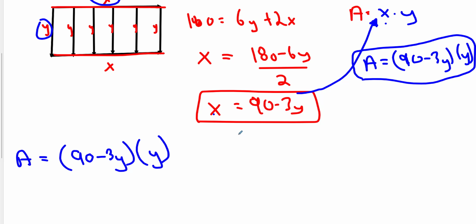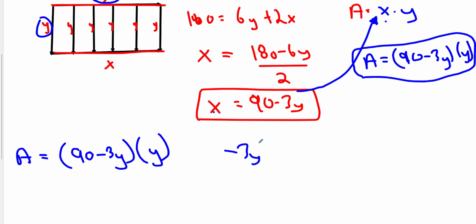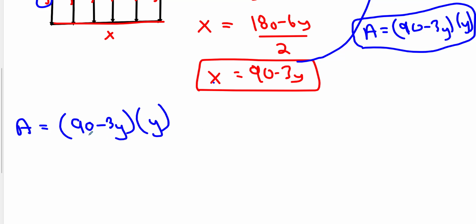Oh, you have negative 3y squared plus 90y. Okay, so in that case, if you did it this way, then you have it written in standard form. That's fine. If you want to write it in factor form, that's fine. It doesn't matter as long as you know how to solve for the maximum value, the vertex. I'm going to leave it in factor form because this is easier to solve for.